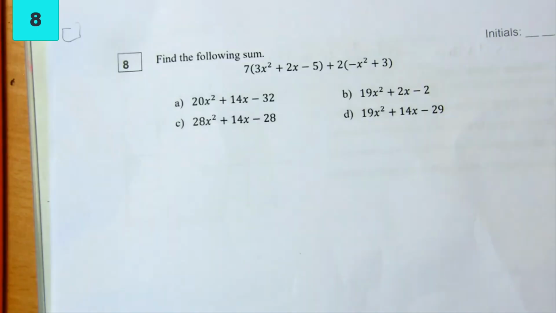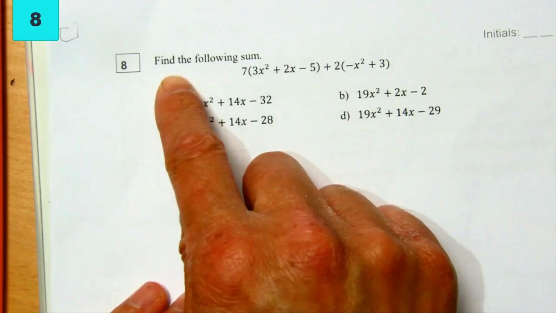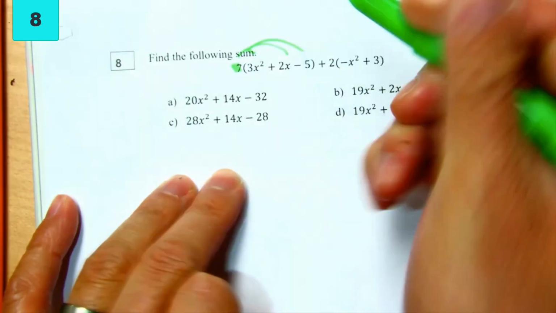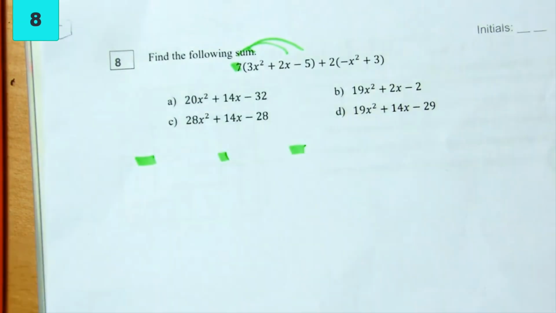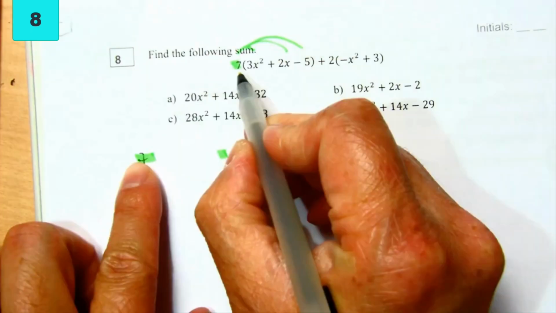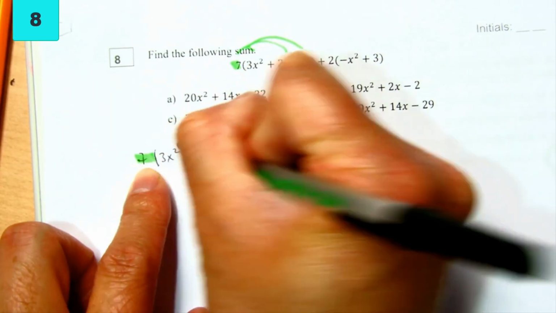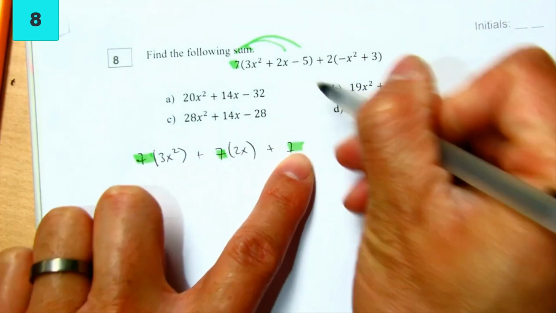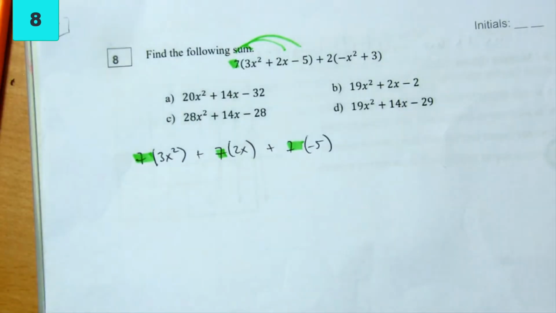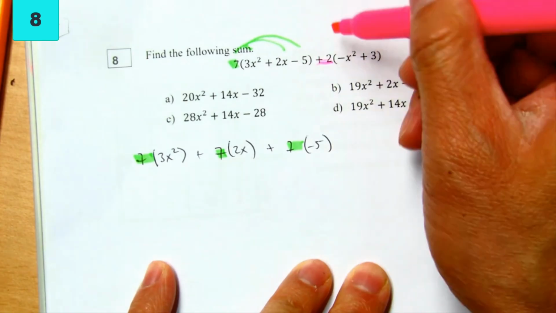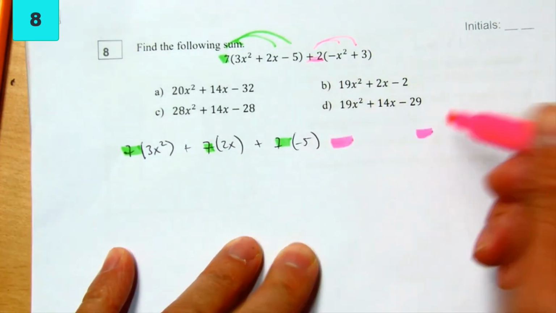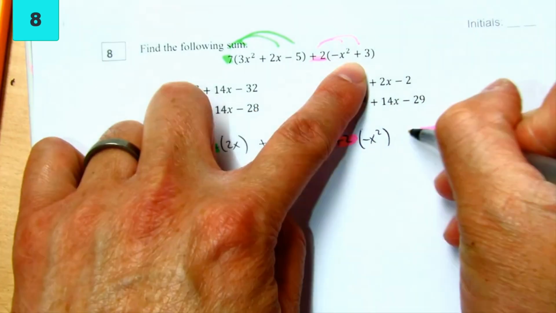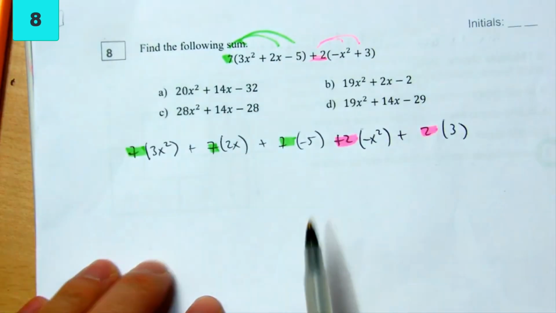Hey guys, let's go over question number 8. Find the following sum. Sum is addition or subtraction. I'm going to distribute the 7 to each of these terms. Pass out the green starbursts to each of these. So that would be 3x squared. The 7 is positive. 2x. 7 again to the negative 5. We'll pass out a pink starburst to each of these terms. This 2 is positive into this 3. Okay, let's go ahead and simplify this.